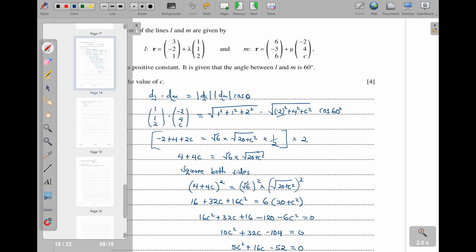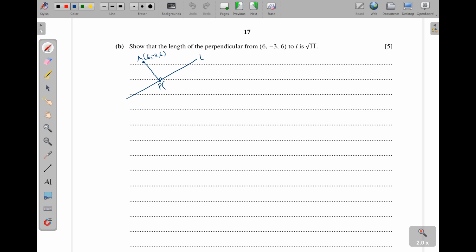Now, that means the x coordinate of P is going to be 3 plus lambda. The y coordinate is negative 2 plus lambda. The z coordinate is going to be 1 plus 2 lambda. Okay, now we need to get AP. There is a directional vector of L. So this vector AP is perpendicular to this directional vector of L. Then we use the dot product for perpendicular vectors, which is equal to what? 0.